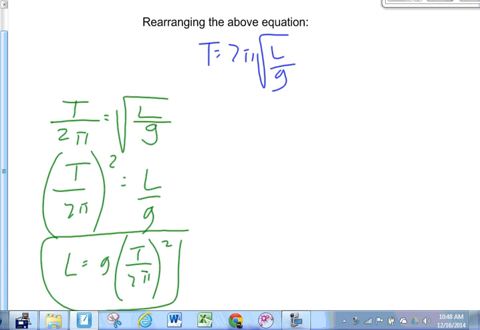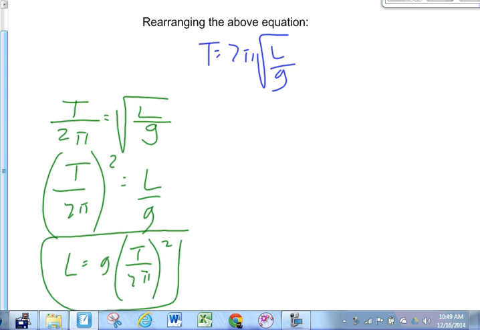Solving for length, this is what it looks like. Don't memorize that. Understand how to rearrange that equation. You could very well see a question on a test that asks you to solve for length, but understand how to rearrange it each and every time, not memorizing it in your head.